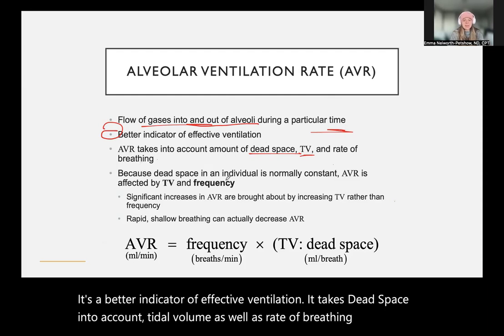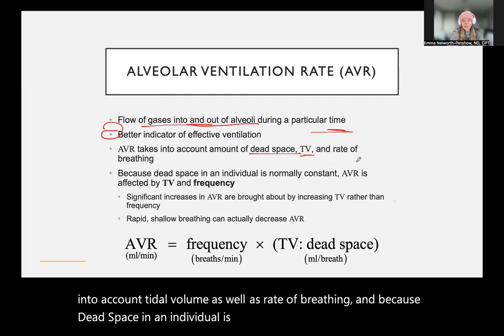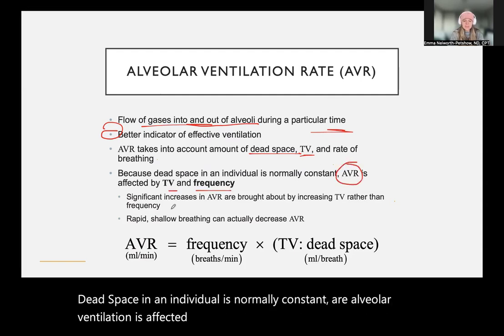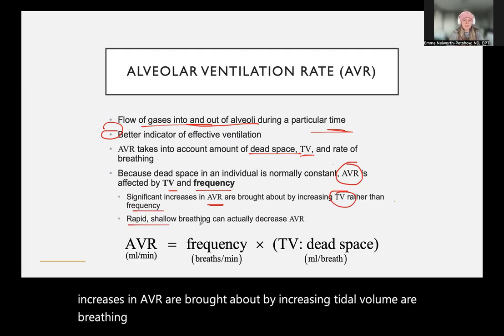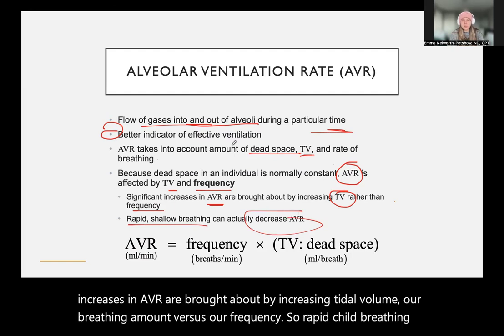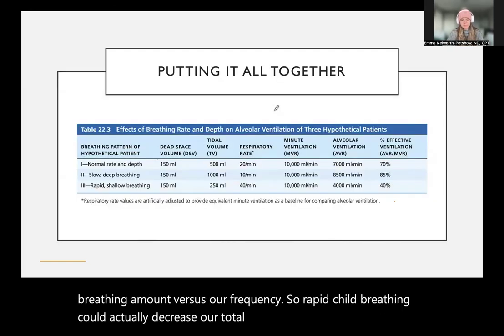And because dead space in an individual is normally constant, our alveolar ventilation is affected by tidal volume and frequency. So significant increases in alveolar ventilation rate are brought about by increasing tidal volume, our breathing amount, versus our frequency. So rapid shallow breathing could actually decrease our total alveolar ventilation rate.